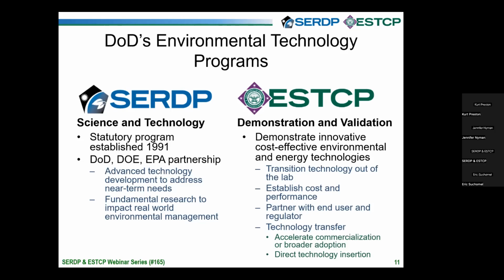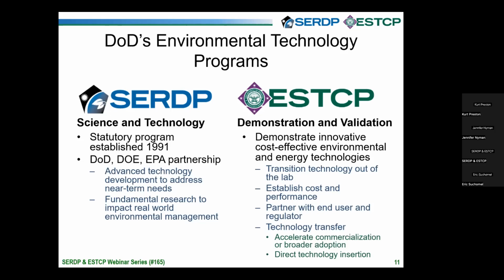ESTCP is the Environmental Security Technology Certification Program in which we demonstrate innovative environmental and energy technologies. These investments capitalize on past investments under SERDP or other research programs and are designed to transition technologies out of the laboratory and into the field. Especially important in all ESTCP demonstrations is the ultimate transition to implementation and regulatory acceptance.